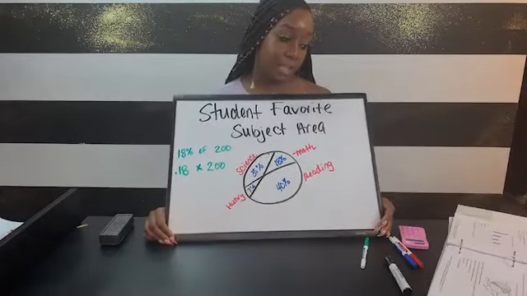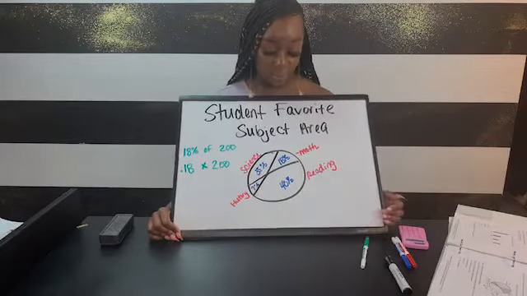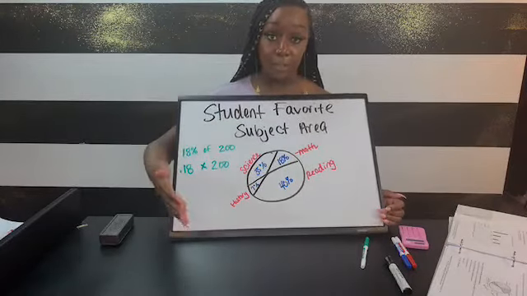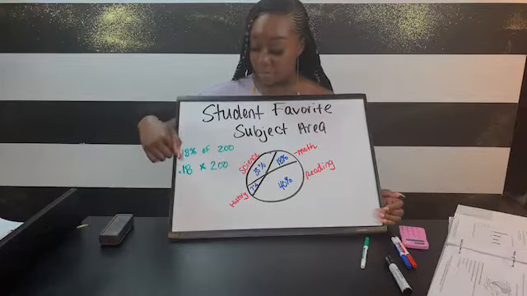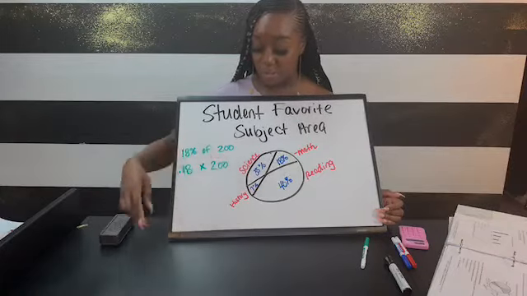So again, the question says, if there were 200 students surveyed, how many chose math as their favorite subject? So I know that this is broken down into percentages. So if I wanted to find a percentage of a whole, which would be my 200, I know that I always have to convert my percentage to a decimal, and anytime I find a percentage of a whole, I'm multiplying. So I'm doing 0.18, which is my 18%, times 200, which is the total number of students who were surveyed.